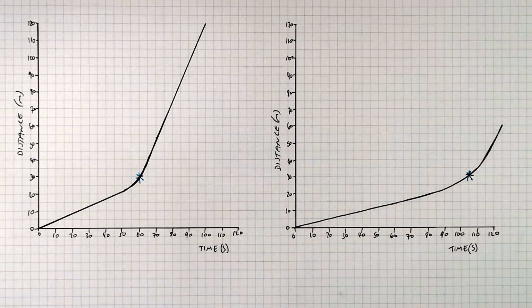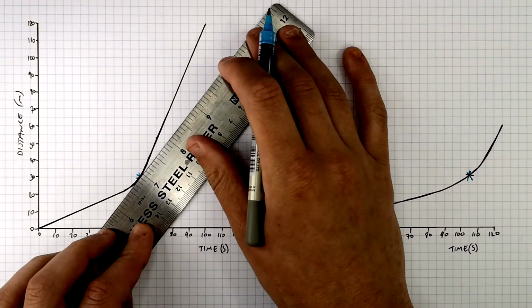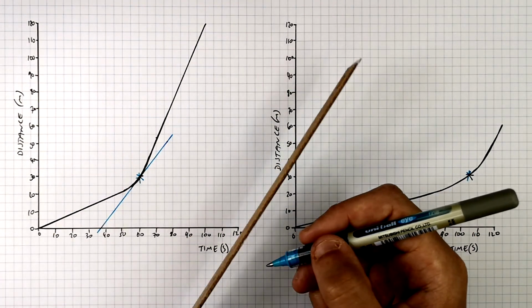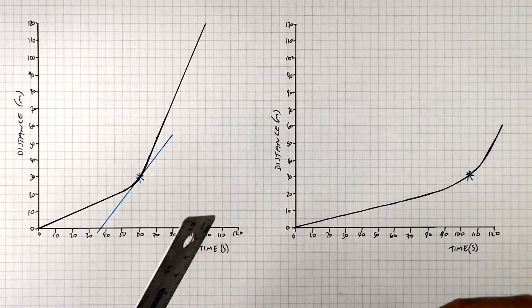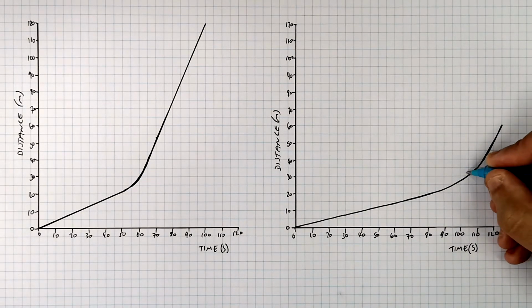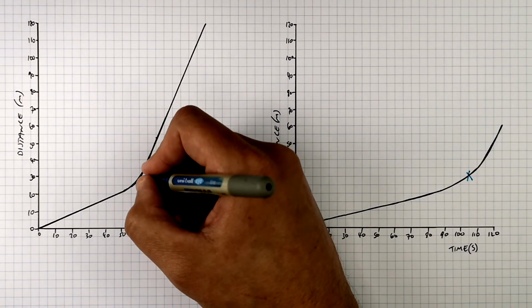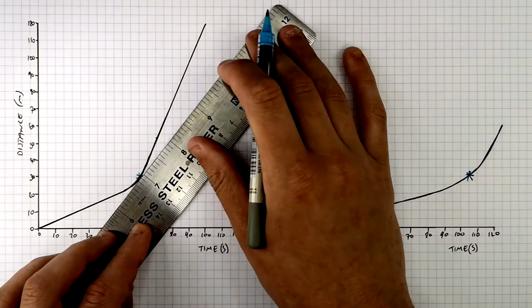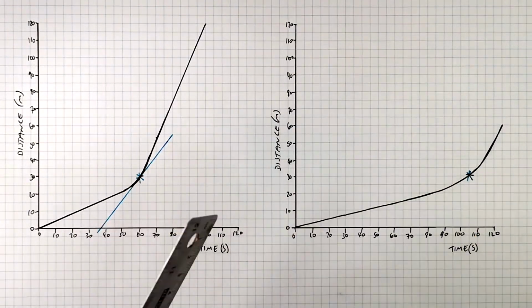If an object is changing speed, which we call accelerating, you can find its speed at a point by finding the gradient of the tangent to the curve at that point. So we're going to now try and find the gradient of the tangent of the curve at 60 seconds and at 105 seconds on the second graph. So I've now drawn a tangent to the curve on both graphs.